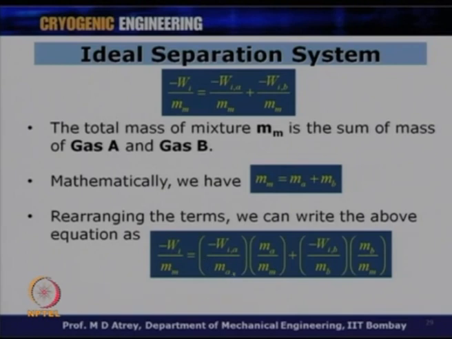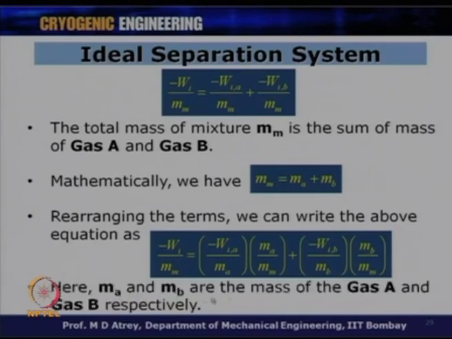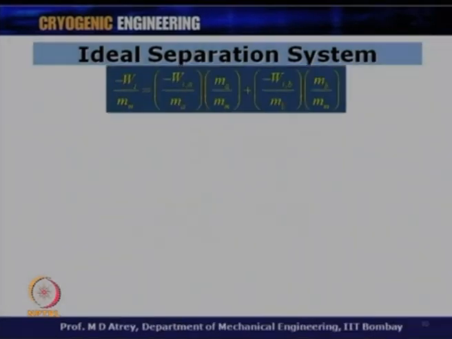This is nothing but work of separation for gas A multiplied by Ma by mm, plus work of separation of gas B divided by Mb, Wib upon Mb into Mb by mm. So, I am just writing as Wi Ma by Ma gets cancelled, what I get is Wi by m, which is what you see here. So, I am basically writing this expression as Wi by m is equal to work of separation of Ma into this component plus work of separation of Mb into this component. Here Ma and Mb are the masses of gas A and gas B respectively. So, this is what we have just seen.